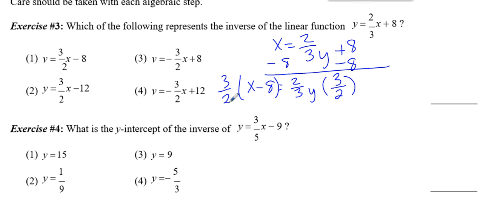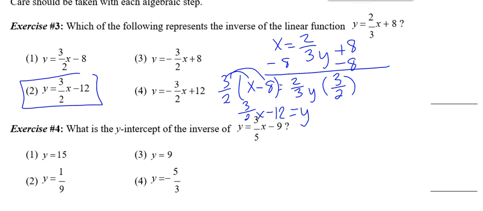So when I do that, I'm going to have 3 over 2x minus 3 times negative 8 is negative 24, divided by 2 is negative 12, equals y. So the one that represents that is 2.